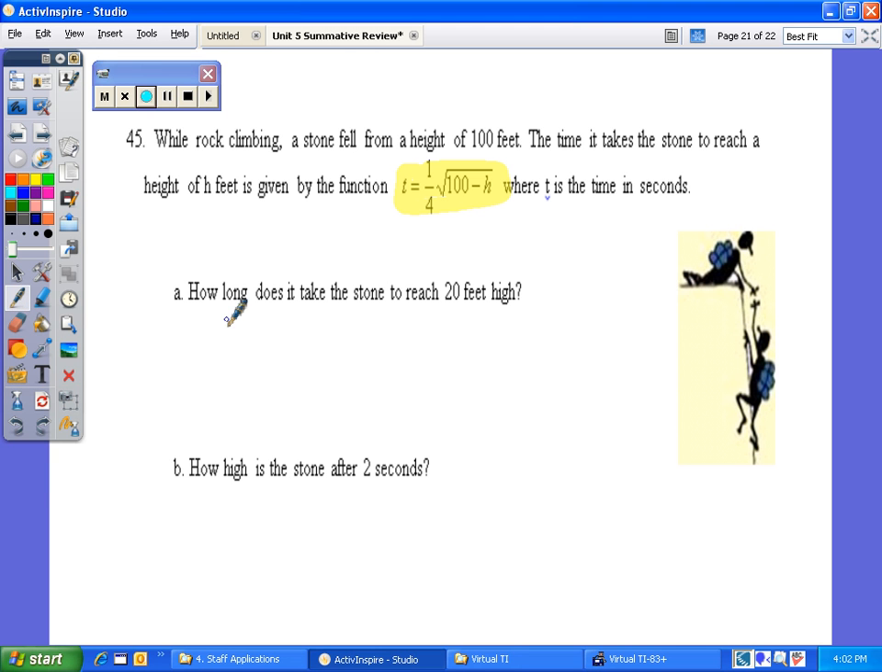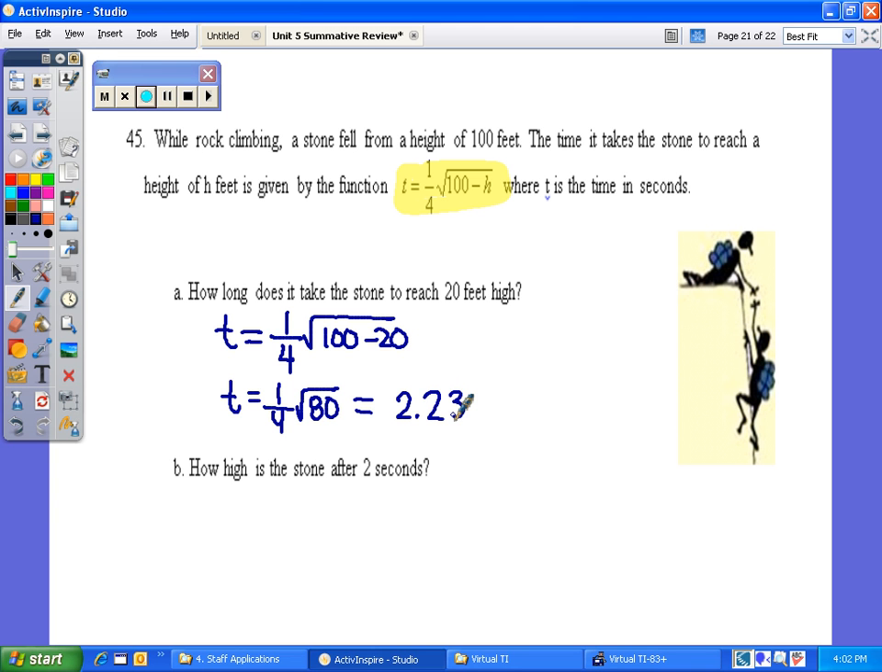So that means that t is the time and h is the height, so we're going to put 20 in for h. Now you know 100 minus 20 is 80. So put this in your calculator and then round it to 3 decimal places. And don't forget your unit. You guys love to forget your unit. Don't forget your unit. Alright, so it's 2.236 seconds.